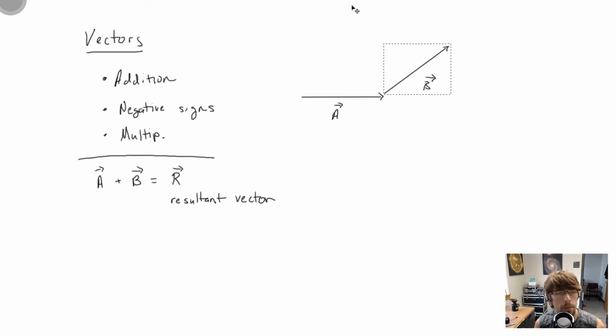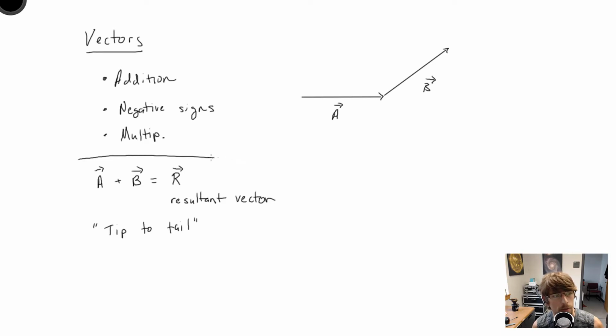What I'm going to do is take the tail, the part that does not have the arrowhead, of vector B and place it at the tip of vector A, like so. Looks good enough. So now I've got the tail of vector B on the tip of vector A. Of course, this method is generally referred to as the tip to tail method. So I've placed the tail of vector B on the tip of vector A.